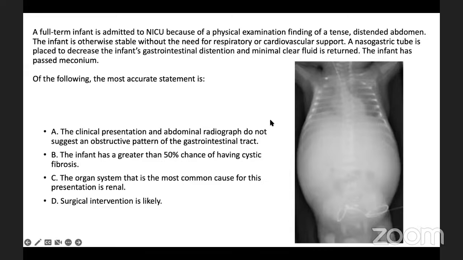A full-term infant is admitted to NICU because of a physical examination finding of a tense, distended abdomen. The infant is otherwise stable. A nasogastric tube is placed to decompress the infant.